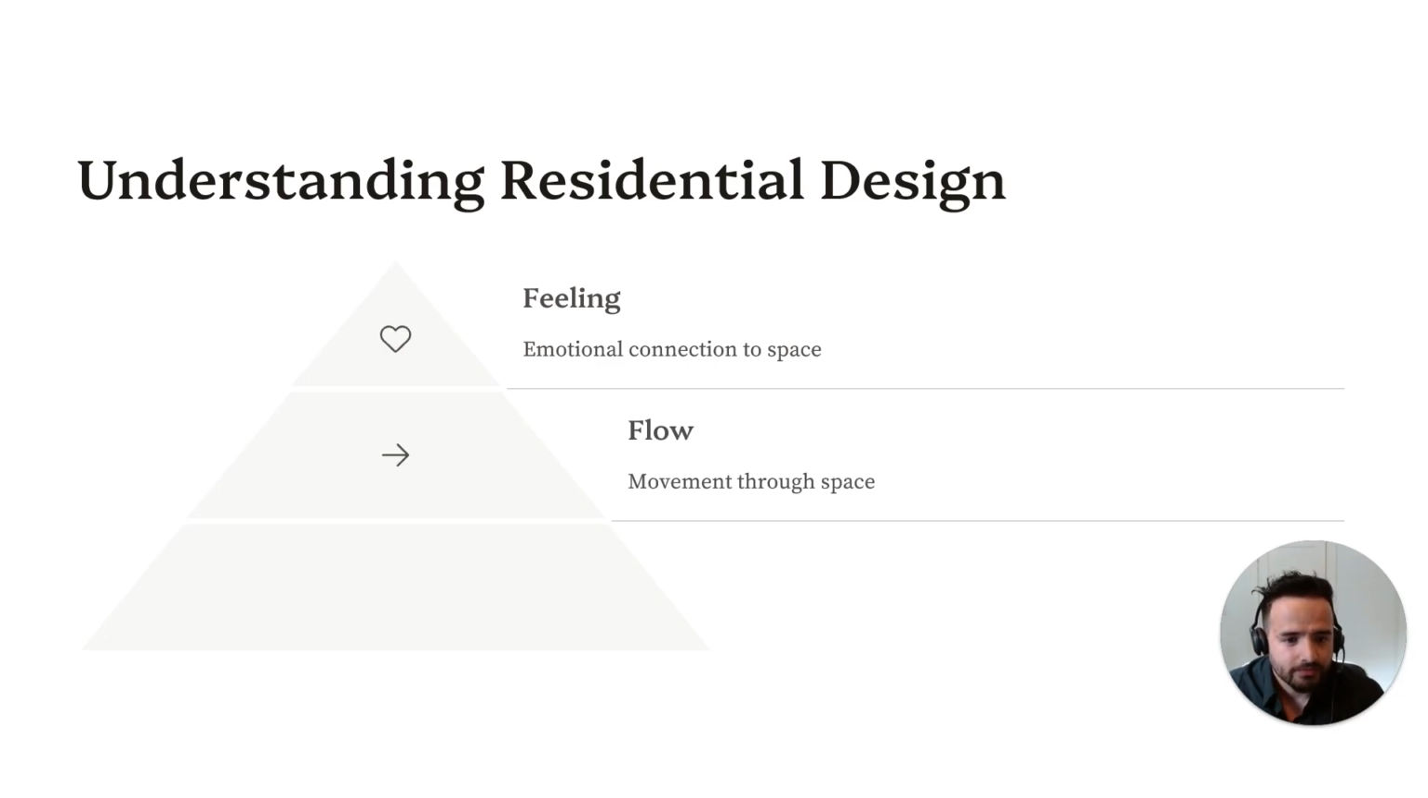Second, flow. How you move through spaces. Are the rooms connected naturally? Can you walk from the kitchen to the dining area easily? And finally, function. How the space actually works for the people living there. If the kitchen looks great but is cramped and unusable, it's bad design. In flipping or renovating, you can't just think about resale value. You need to think about how people live and how they emotionally connect with the space, because that's what sells homes and that's what creates value.